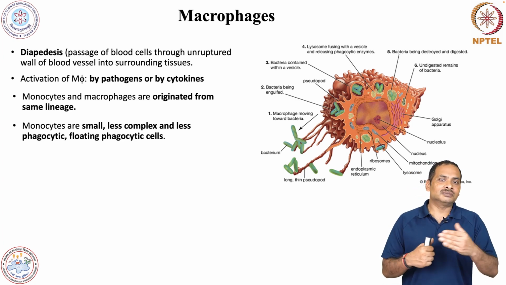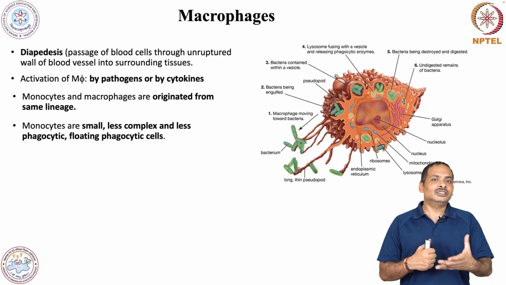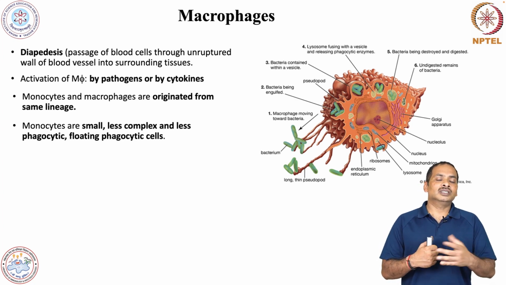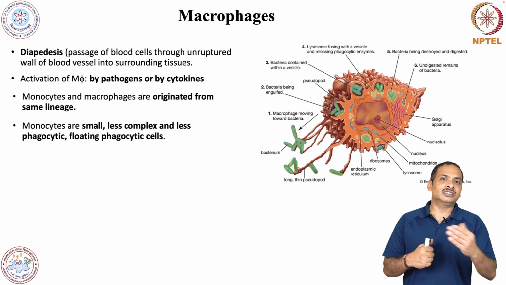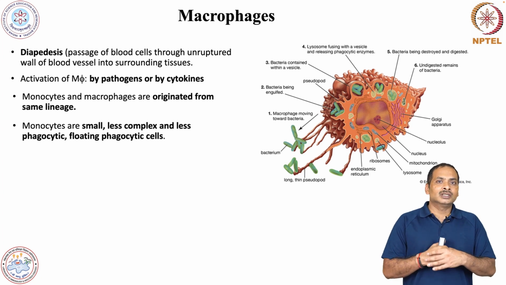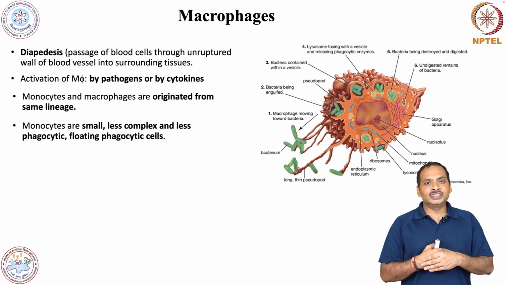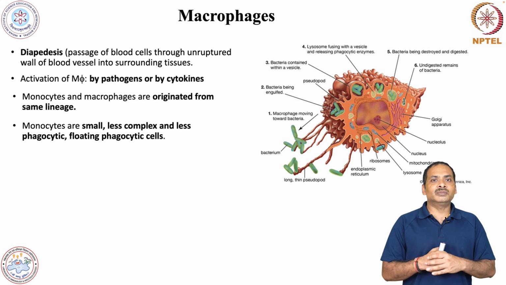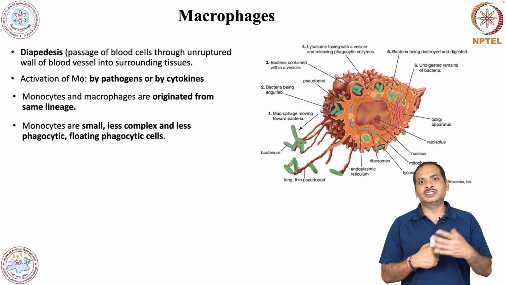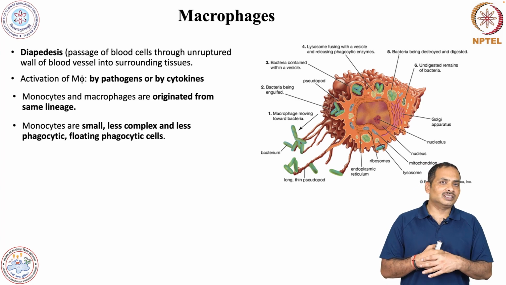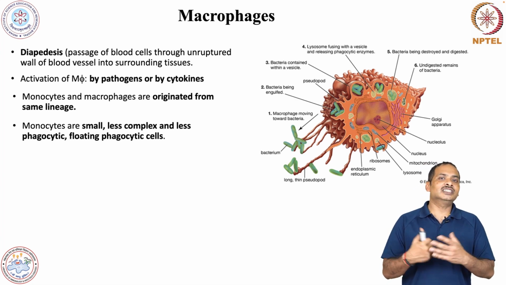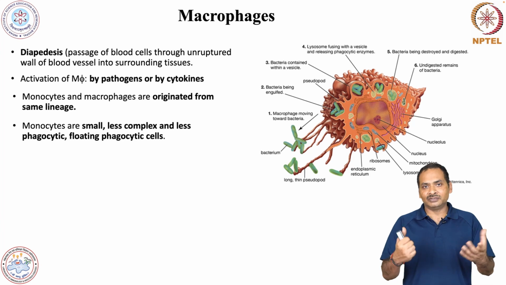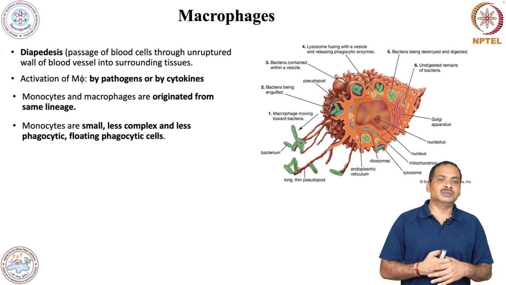If we treat them with some reagents such as cytokines or pathogen-derived molecules, then we can differentiate these monocytes into macrophages. In general, we use these differentiated macrophages in experiments. We isolate the PBMC, treat with some factors, cytokines, differentiate into macrophages, and then we perform the various experiments.